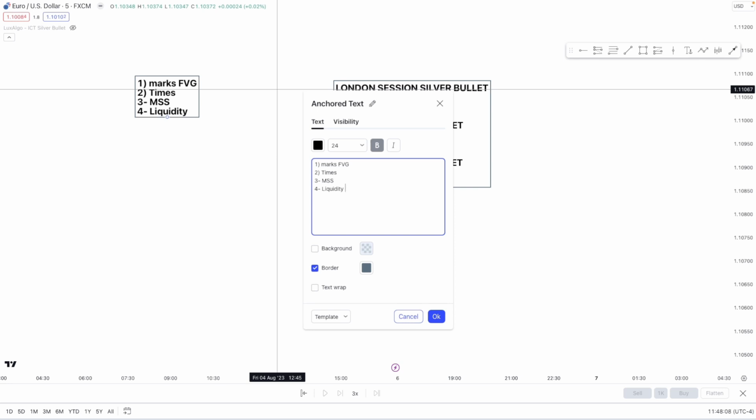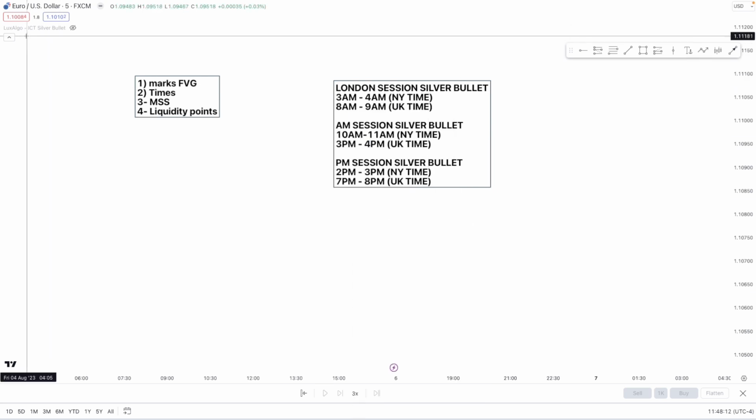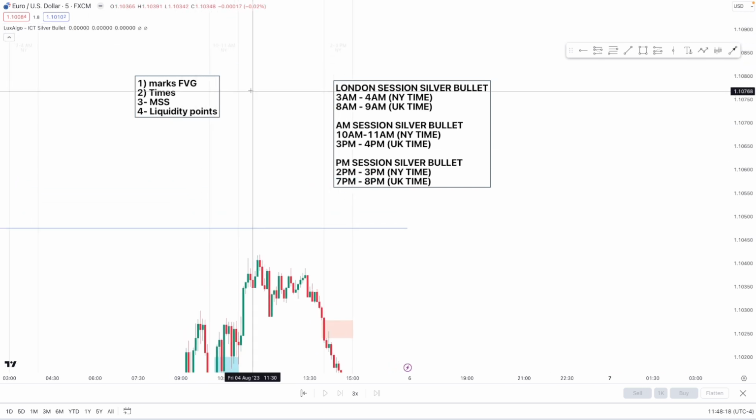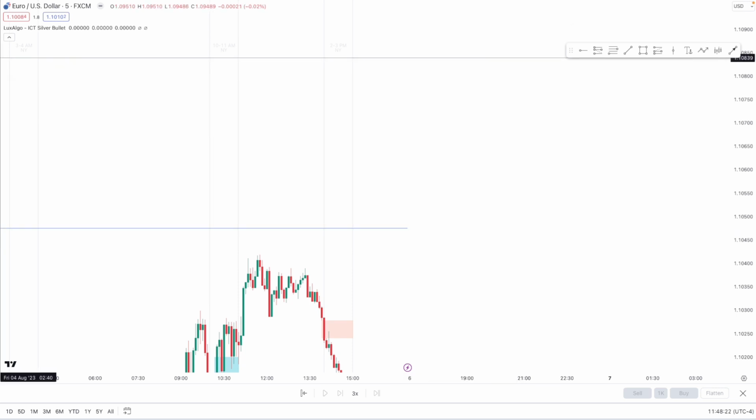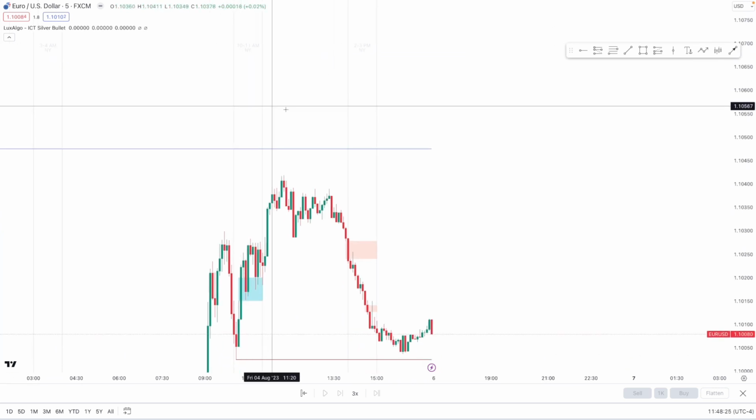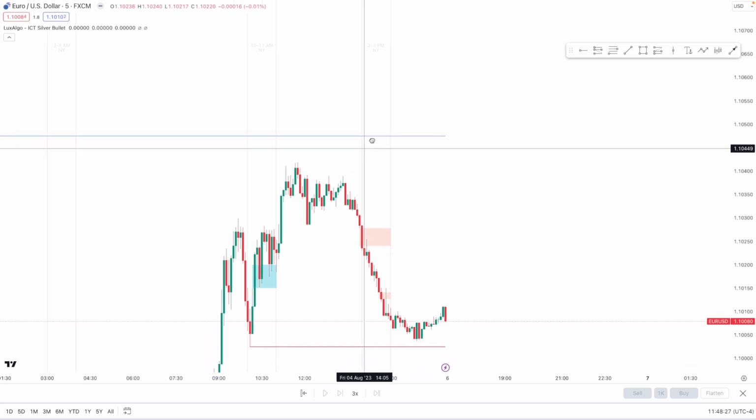So liquidity points. For example, to get access to this indicator, on your indicators place, type in right here looks algo, or type in ICT silver bullet. As soon as you turn it on, you'll get all of this, and you might say, well, there's a little bit too much, but the only time frame you're going to trade this strategy on is the 5-minute time frame. That's it. You're not going to go on the 15 minute, you're not going to go on anything like that.